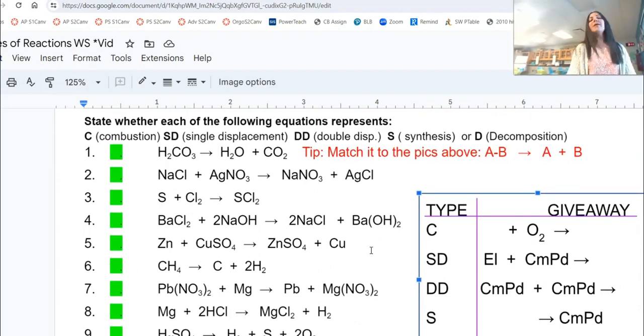And some people will say, oh, you know what I do is I find all the combustion ones first. Then I find all the single displacements. Then I find all the, totally up to you. You should be really fast though. It should be pretty quick. So some people will finish the rest of this worksheet in under 3 or 4 minutes. They'll be pretty much done, okay?